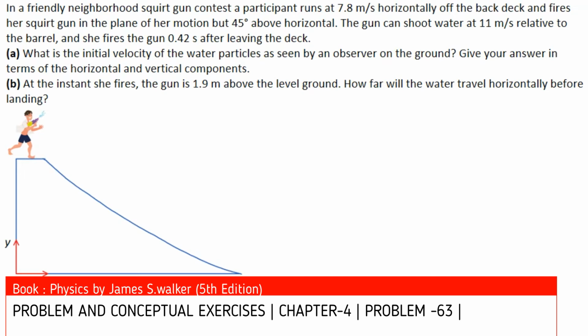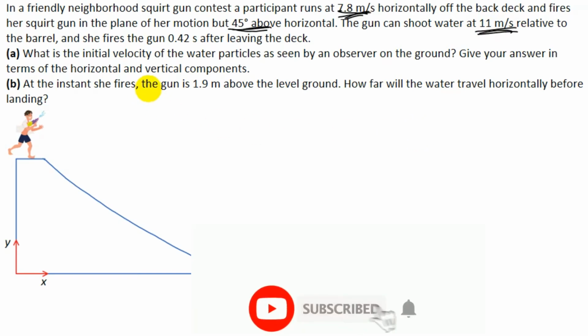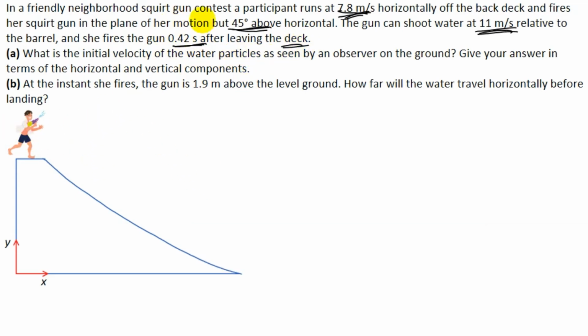It says that in a squirt gun contest, a participant runs horizontally with a speed of 7.8 meter per second. Now then she fires her gun in a plane of her motion but 45 degrees above horizontal, and the gun can shoot water at 11.5 meter per second relative to the barrel, and also she fires the gun 0.42 seconds after leaving the deck. So after 0.42 seconds, suppose that she reaches here. So after reaching this point, she fires the gun at an angle 45 degrees above horizontal.